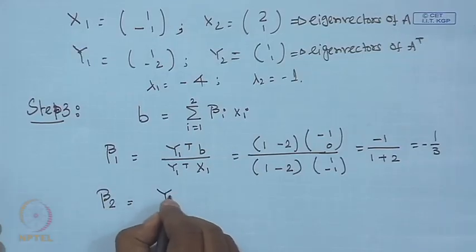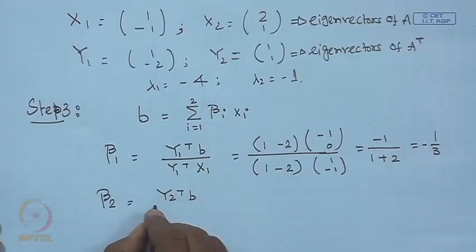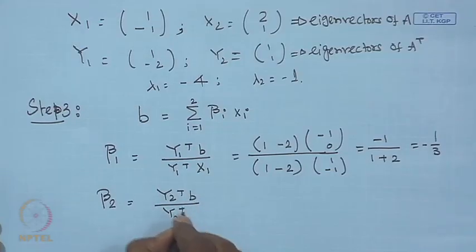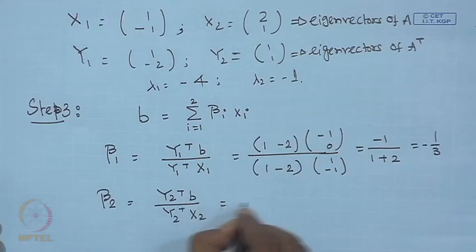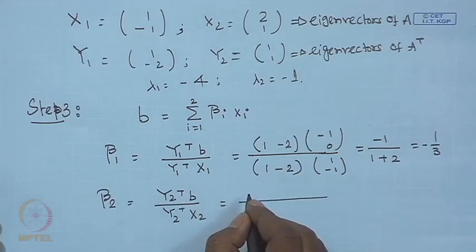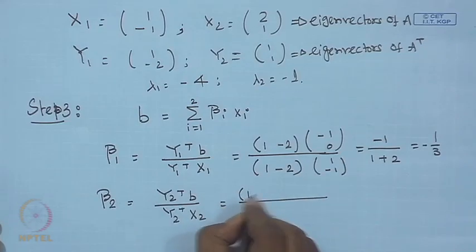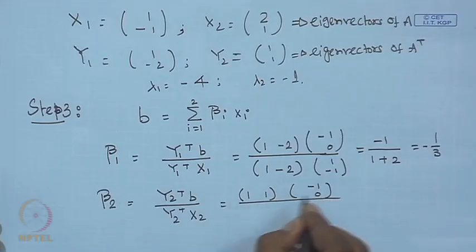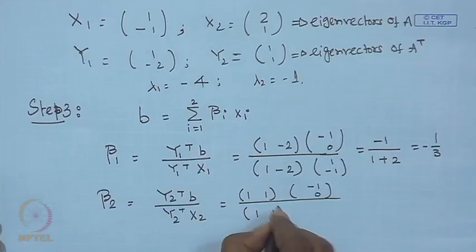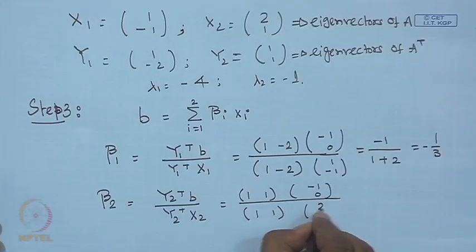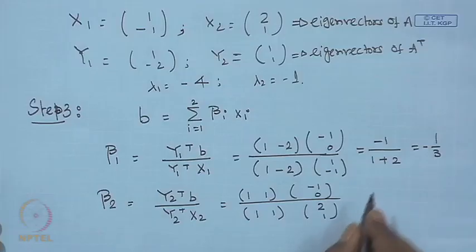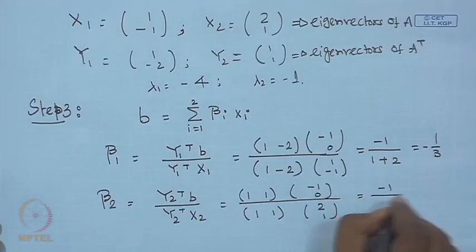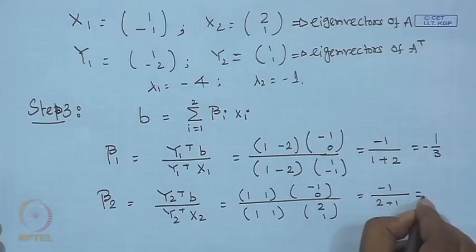Beta 2 will be y 2 transpose B divided by y 2 transpose x 2, and y 2 transpose will be 1 1, minus 1 0 1 1, and x 2 will be 2 1. We get minus 1 plus 0 into 1, that will be 0, divided by 2 into 1 plus 1 into 1. So, this will be minus 1 upon 3.